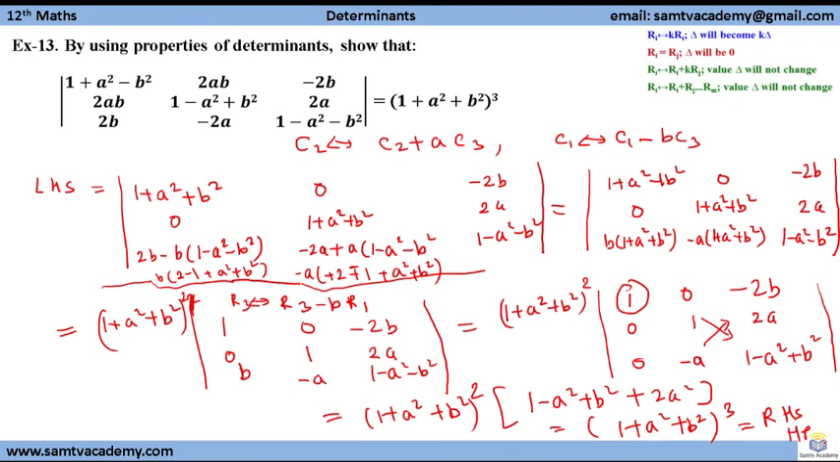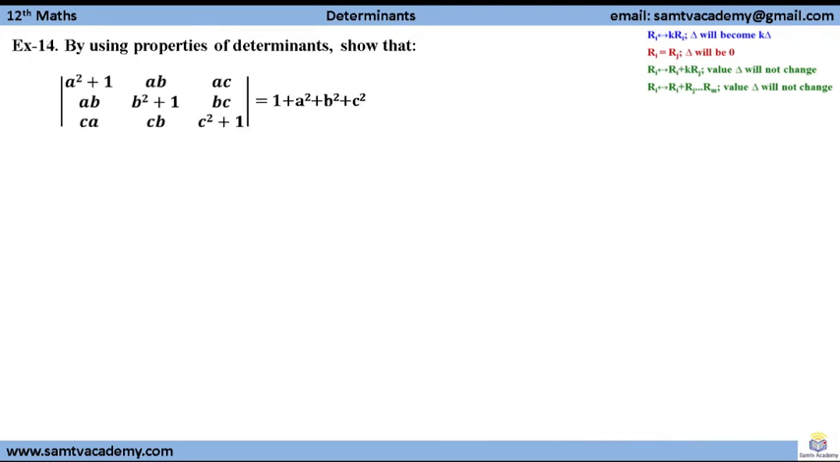Now next question comes, question number 14. In this also we have to prove that LHS is equal to RHS. So let's start with LHS.